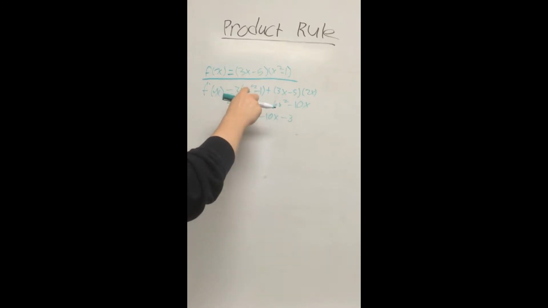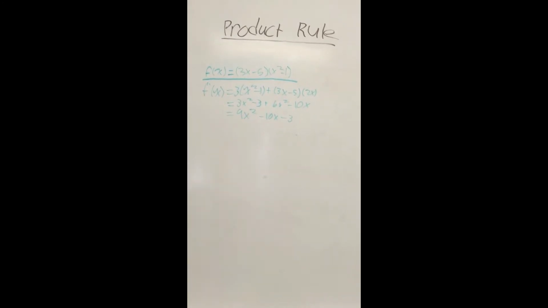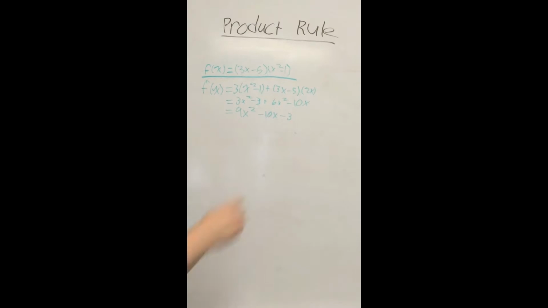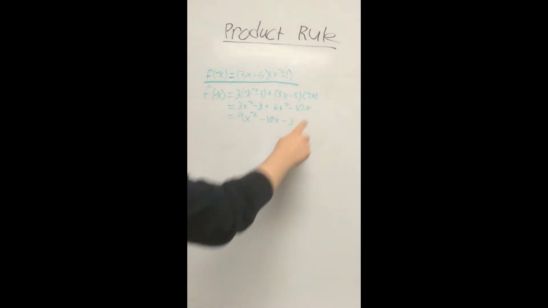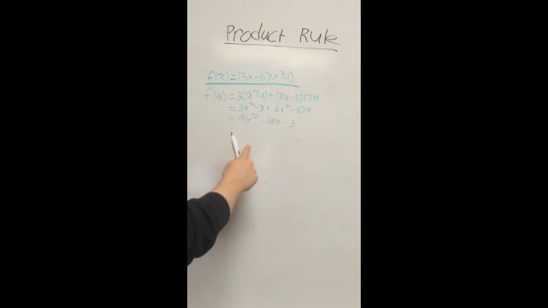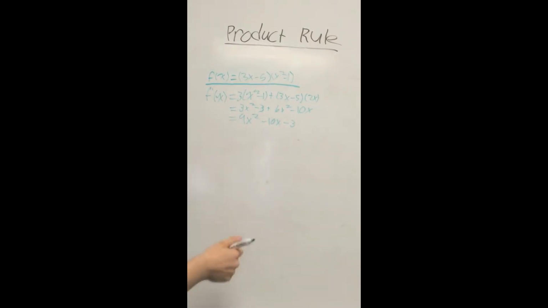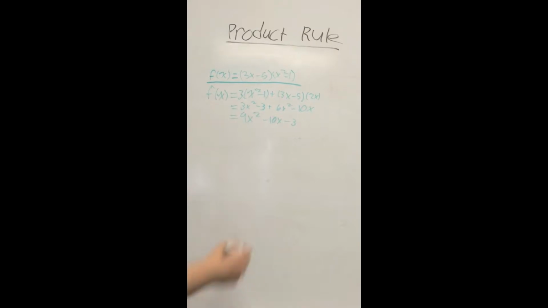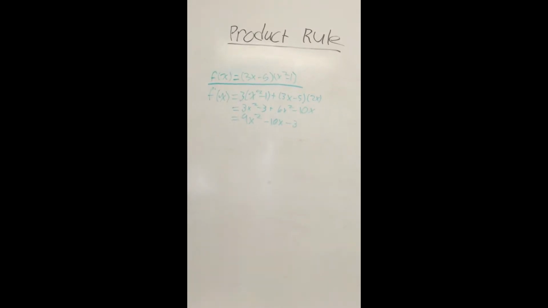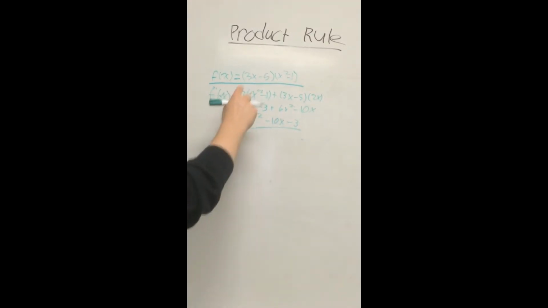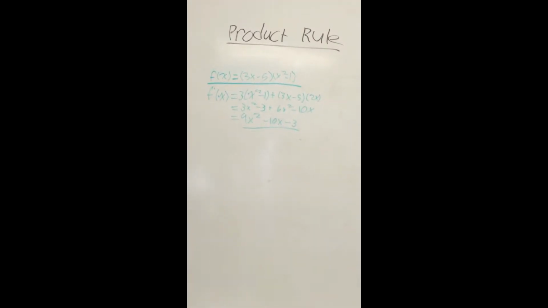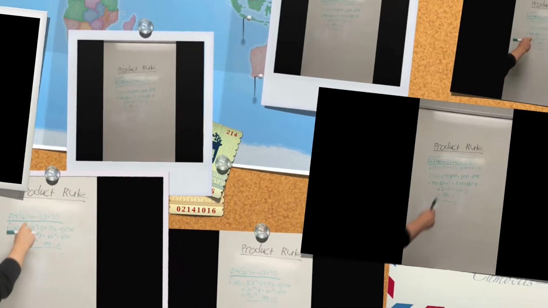So we go 3 times x squared, which gives you 3x squared. 3 times negative 1 equals negative 3. And then you add that all to 2x times 3x, which gives you 6x squared. And negative 5 times 2x equals negative 10x. We simplify that fully, we get 9x squared, which is the sum of 3x squared plus 6x squared, negative 10x, and negative 3. And this is your fully simplified derivative of f of x equals 3x minus 5 times x squared minus 1.